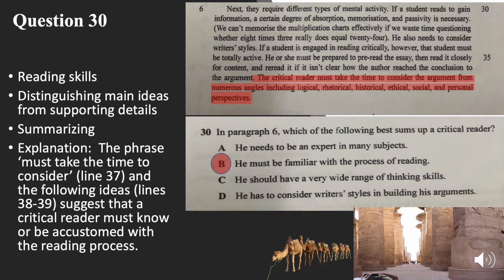Let us look at question 30. In paragraph 6, which of the following best sums up a critical reader? In order to find the answers from the options given from A to D, students need to refer to paragraph 6 to find the clues. The phrase must take the time to consider, line 37, and the following ideas, lines 38 to 39, suggest that a critical reader must know or be accustomed with the reading process.